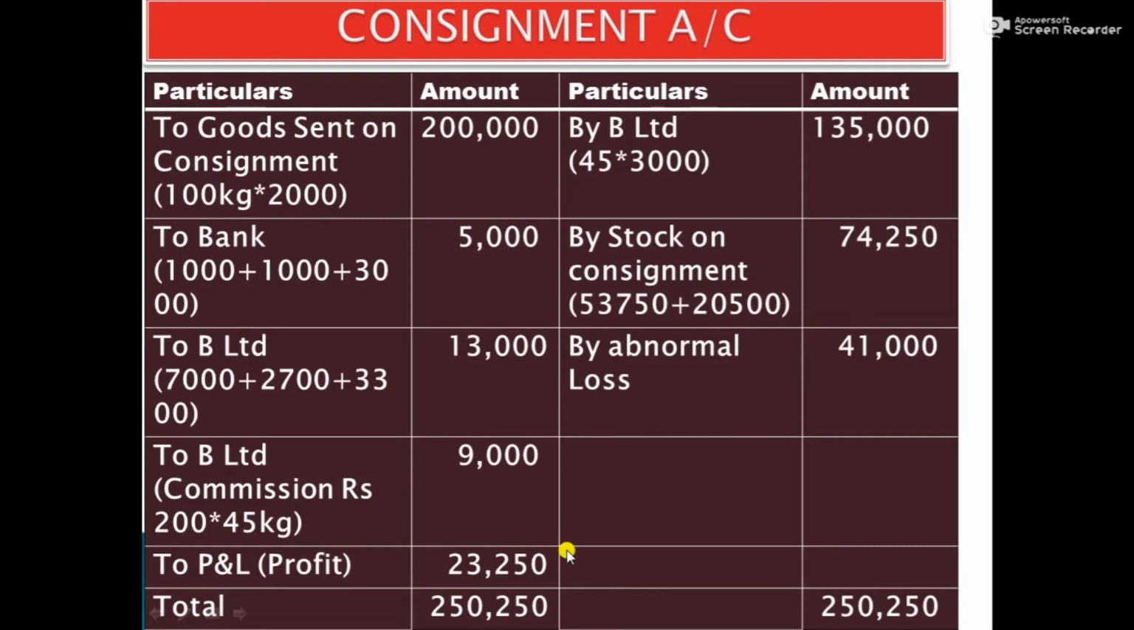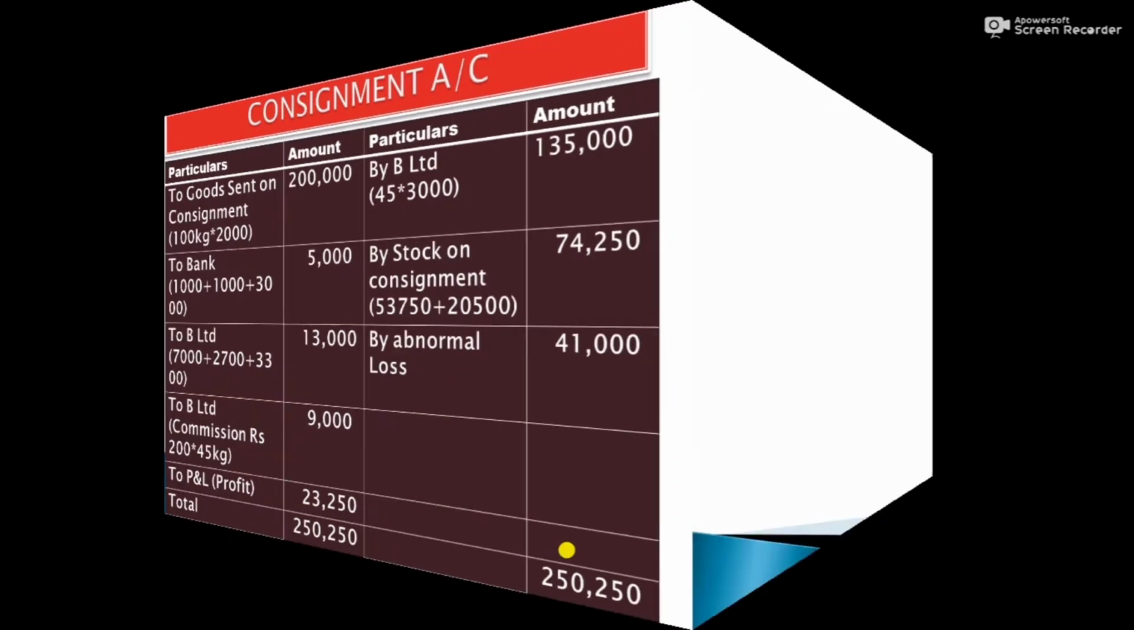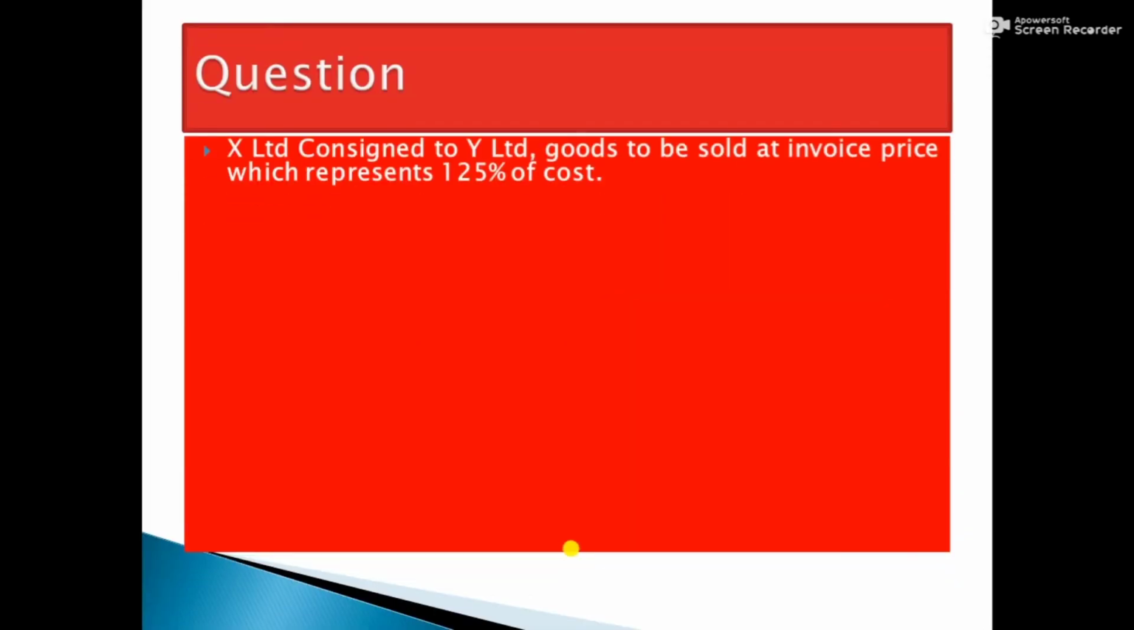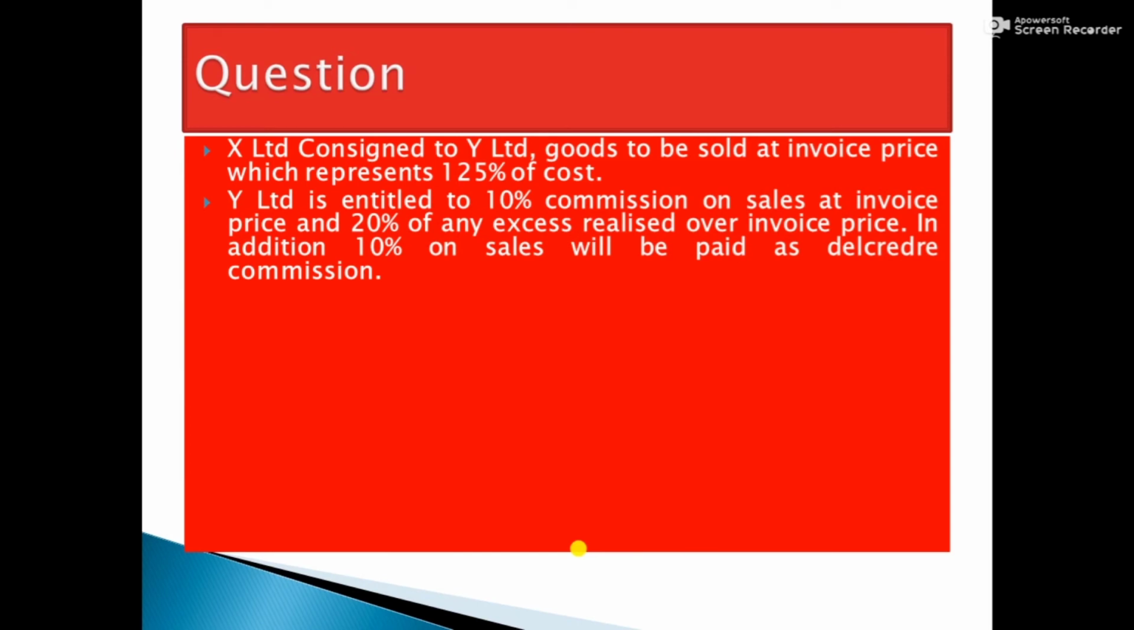Next question. X Limited consigned to Y Limited goods to be sold at invoice price, which represents 125% of cost. Y Limited is entitled to 10% commission on sales at invoice price and 20% of any excess realized over invoice price. In addition, 10% on sales will be paid as del credere commission. X Limited incurred freight rupees 8,000 and insurance rupees 2,000.